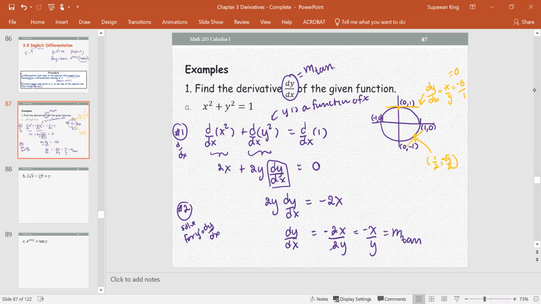The slope: we see the tangent line is a rising line, or an increasing line, so we expect to get a positive slope. So the m tangent for the point on the fourth quadrant is negative x divided by y, which comes out to be positive 1 over square root 3, as expected.